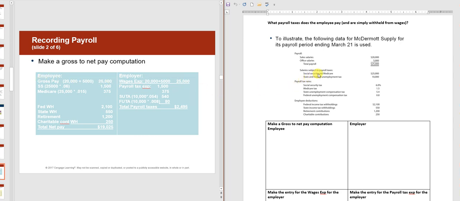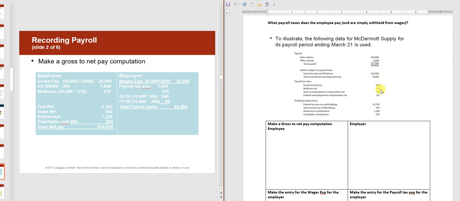Okay, then we have Social Security and Medicare. We have $25,000. All $25,000 is subject to it. If it was up above $100 and some thousand for one employee, but notice this is their entire payroll. So you have to be told, because I don't know how many employees are in the payroll and I don't know what their pay amount is. So you have to be told how to compute it. So we have all $25,000 is subject to Social Security and Medicare.